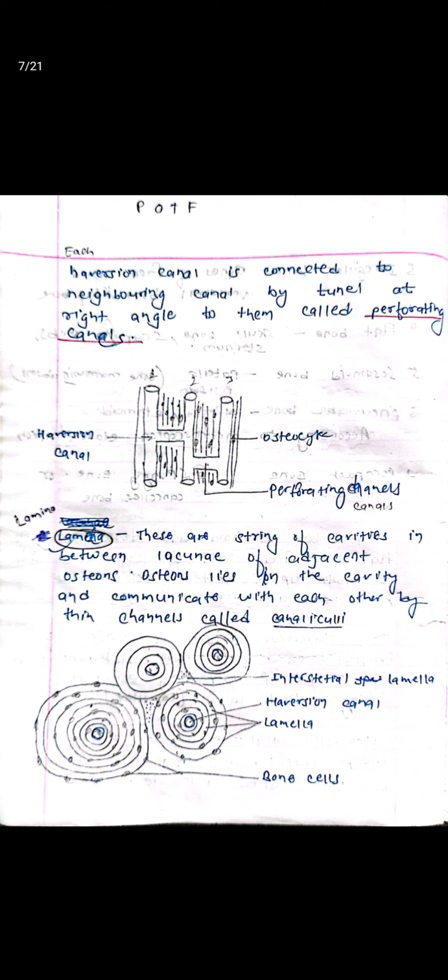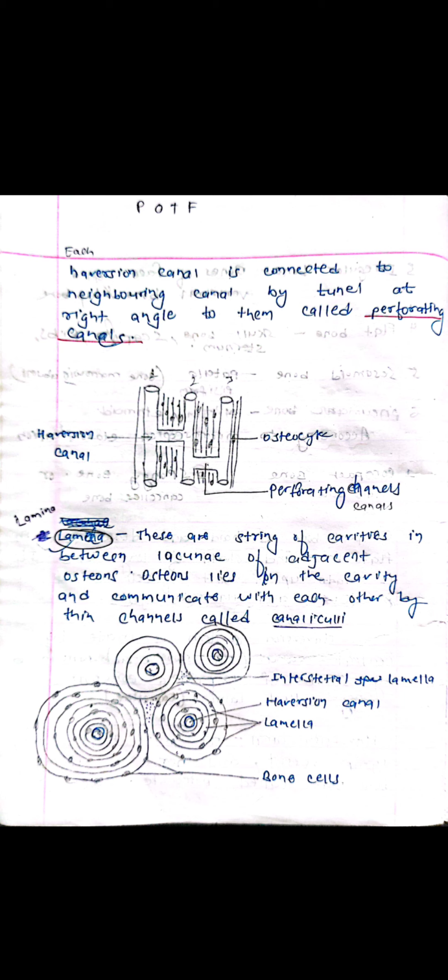It is made up of units called osteons, or Haversian systems. The Haversian system is made by a central canal, surrounded by a series of expanding concentric rings called lamellae. The Haversian canal carries blood vessels, lymph vessels, and nerves to the living bone cells called osteocytes. Each Haversian canal is connected to the neighboring canal by tunnels at right angles to them called perforating canals.